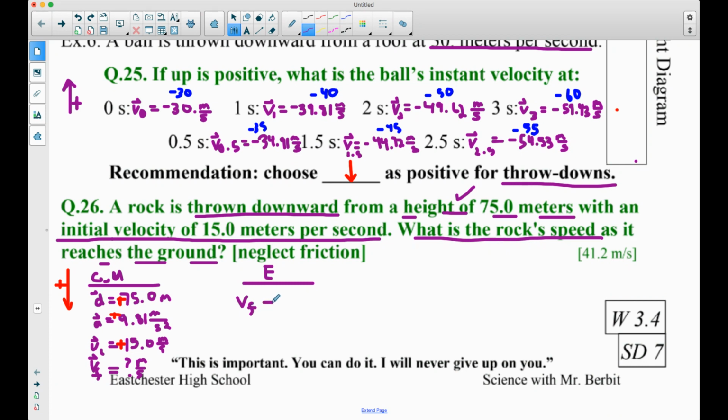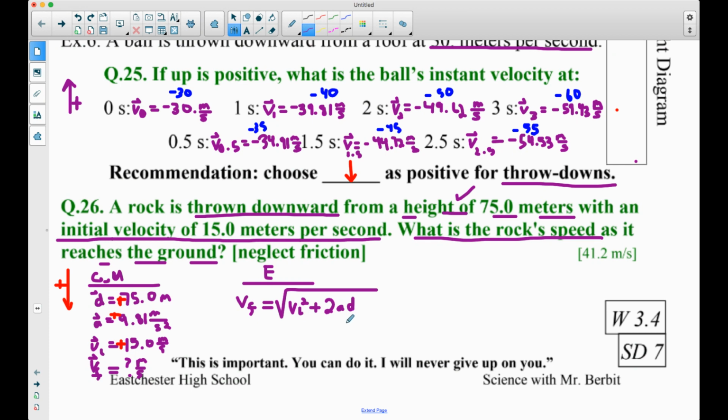VF squared equals VI squared plus 2AD, which, by the way, you're more than welcome to write straight into it. VF squared, we'll square root both sides, equals VI squared plus 2AD. Notice, by the way, you'd have some issues with negatives in here if you weren't careful with your signs. Now, if you called up as positive, A would be negative 9.81, D would be negative 75, and this would come out as a positive.